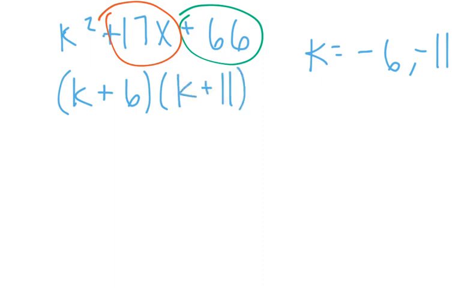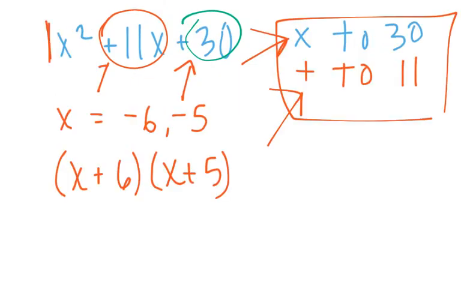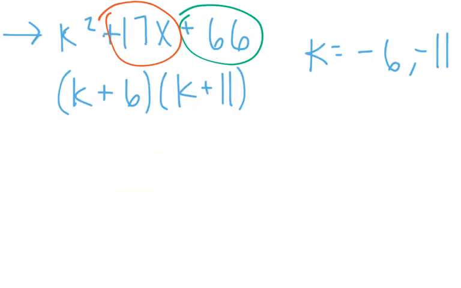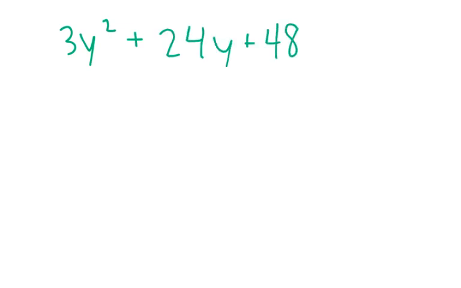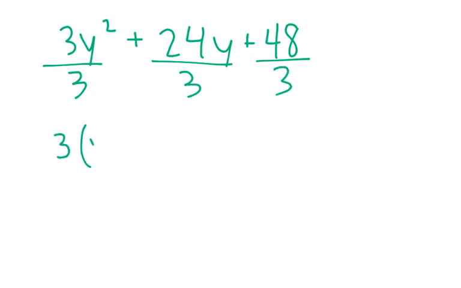Okay. Now this example and the previous example were kind of nice because there wasn't anything that we needed to factor out of it. So let's see one where we're probably going to have to factor. So it might look like this. Let's say we have 3y squared plus 24y plus 48. So what can we factor out of everything? Well, we can factor out a 3. So we're going to be left with 3 times y squared plus 8y plus 16.